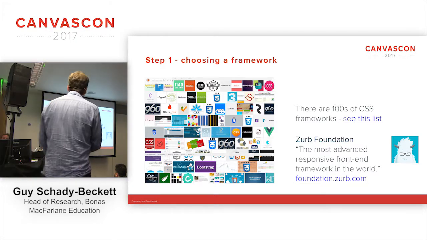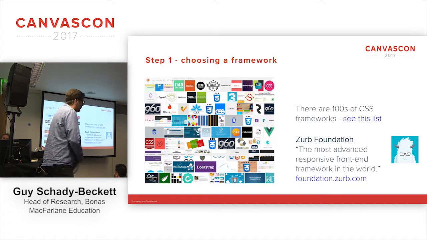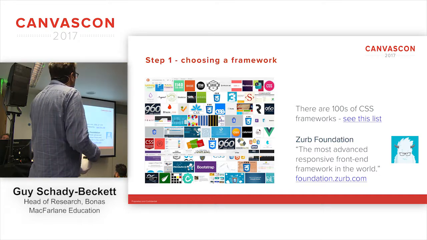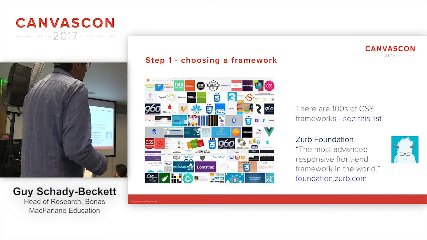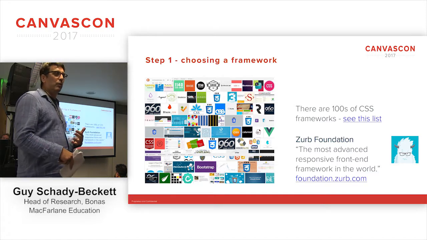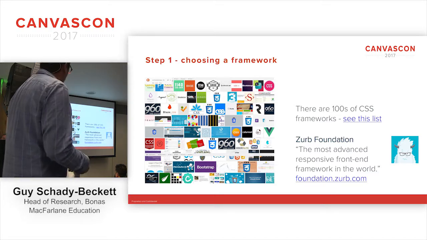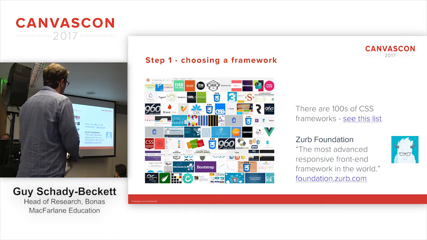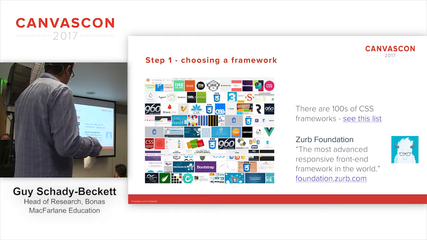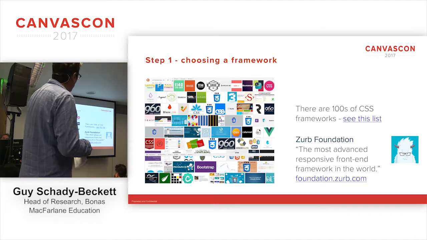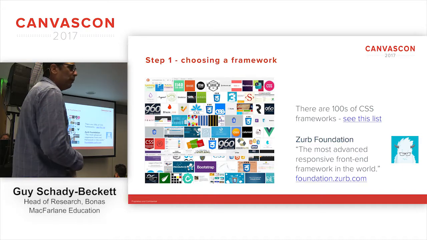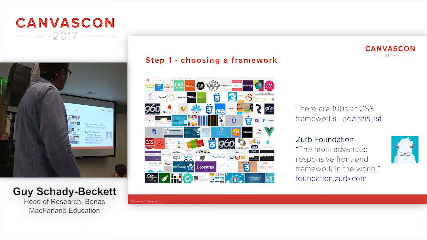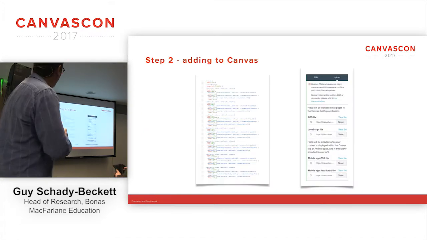The most famous one is called Bootstrap, and what I'm going to show you now would probably work with Bootstrap, but I suspect that Canvas at some point will incorporate Bootstrap, and so I decided not to, because when they do, my older version will probably clash with it. So I went with Zurb, which is another really famous CSS framework. They say it's the most advanced responsive front-end framework in the world. Bit more bullshit for you.